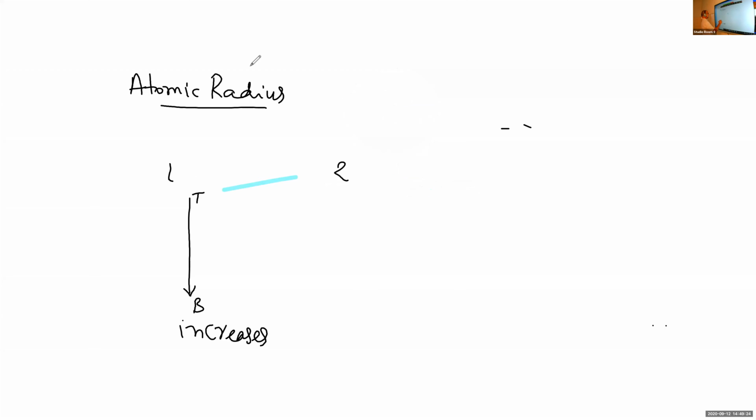Now you come to the ionic size or ionic radius. Let us see what happens to the ionic size or ionic radius. Let us think of the size or radius of a cation and its parent atom.